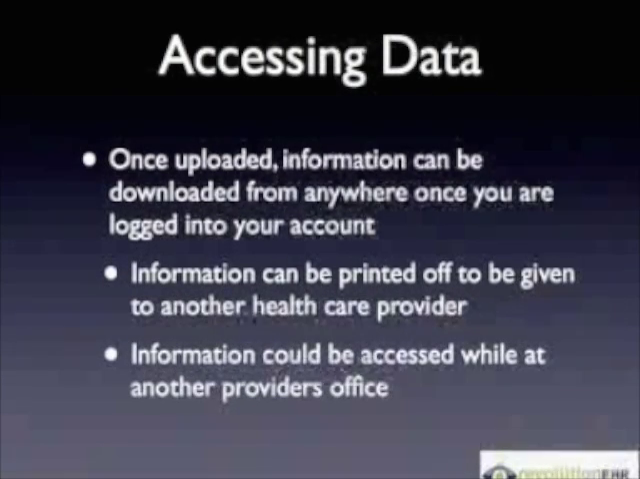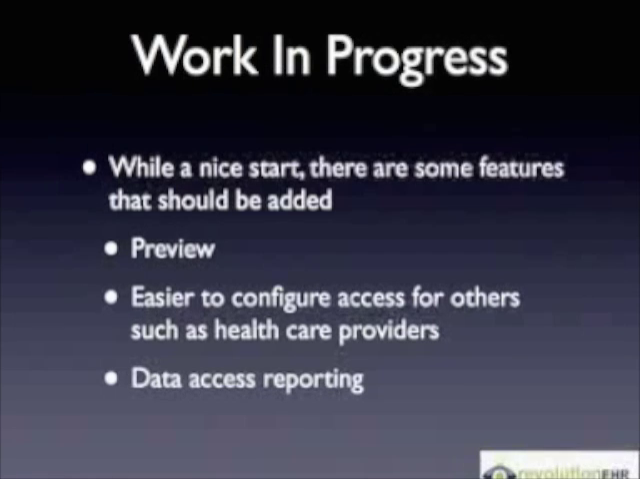Once the data has been uploaded, it's organized in different categories and can be downloaded and viewed really from anywhere. This information can also be printed off to be given to other healthcare providers, so a patient may print off their eye care record to bring to their other physicians, their endocrinologists or their primary care physician, so that they have information. And it can also be accessed while at another provider's office if they have internet access. This is something that isn't very obvious or easy to do, to grant partial access to records by patients, but I think it's something that may be improved over time. It's certainly a work in progress, and there are some features that would be nice to see added.